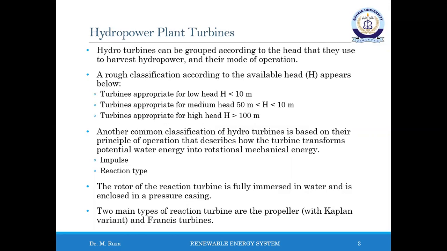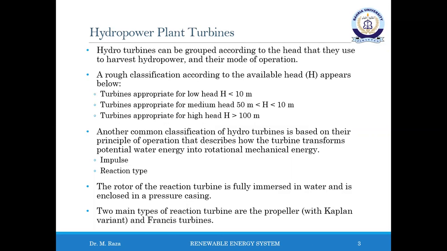The turbine appropriate for low head has a head height less than 10 meters. The turbines appropriate for medium head have a height of between 10 meters and 50 meters, and turbines appropriate for high head are those with a head height above 100 meters.